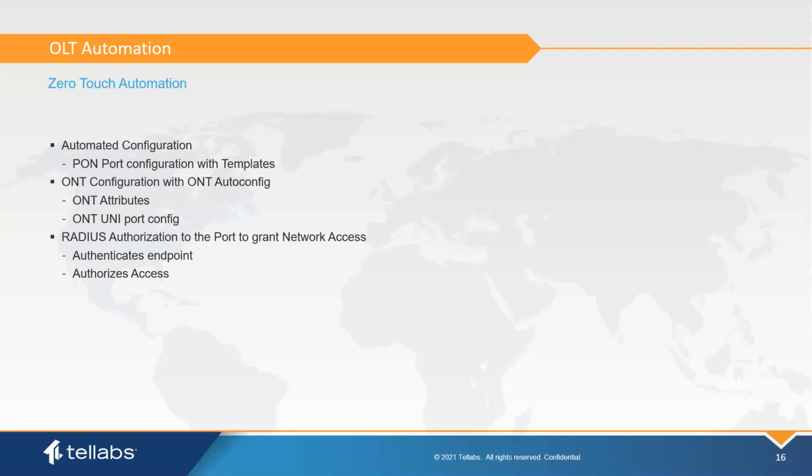Additionally, you can turn on ONT auto config, and what that does is it automatically configures the ONT as soon as it's seen out on the PON. It's auto configured, and there are templates which configure all the ONT attributes, and in addition there are templates that can be used for the uniports that configure all of the uniport settings as well. So as soon as an ONT is recognized, it'll be fully configured and configure all the ports.